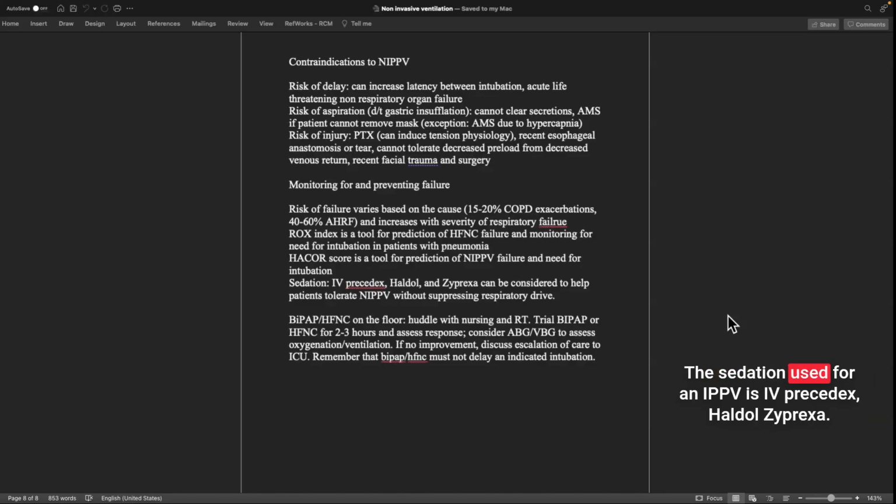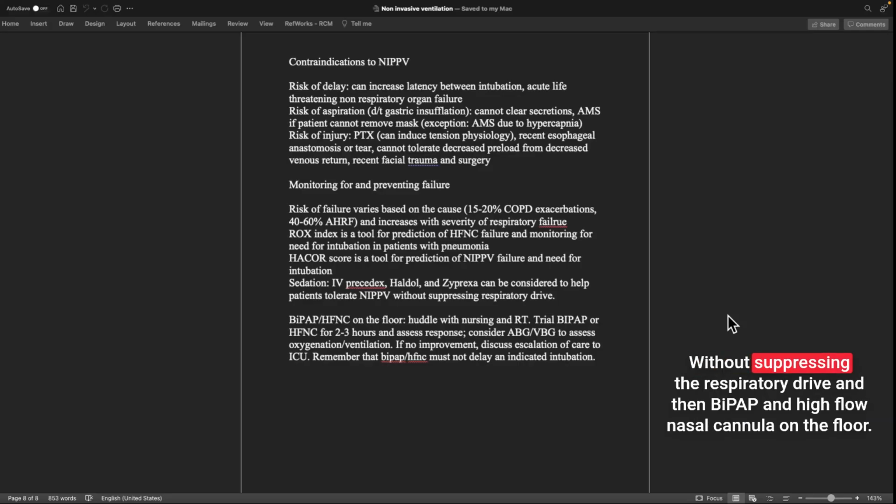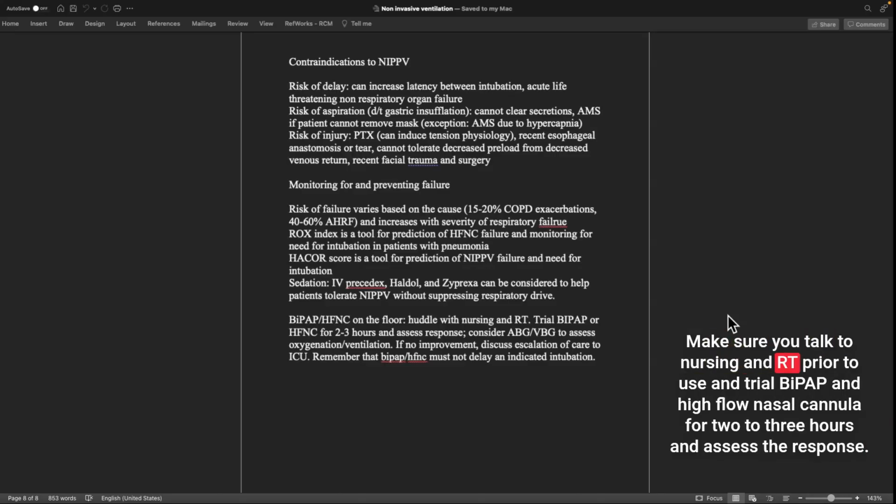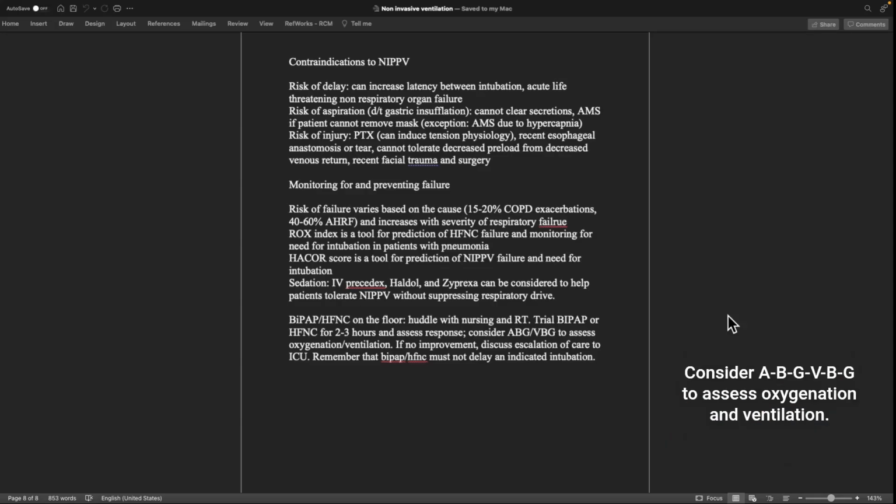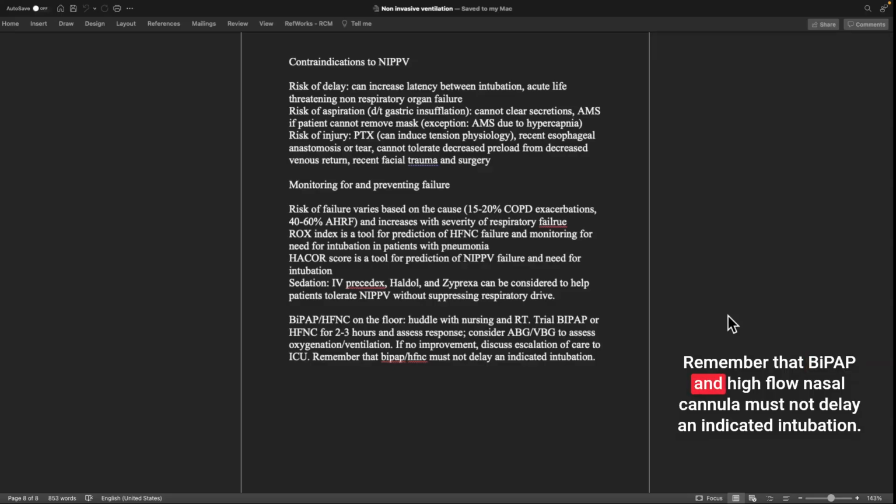The sedation used for NIPPV is IV Precedex, Haldol, Zyprexa without suppressing the respiratory drive. And then BiPAP and high flow nasal cannula on the floor. Make sure you talk to nursing and RT prior to use, and trial BiPAP and high flow nasal cannula for 2 to 3 hours and assess the response. Consider ABG, VBG to assess oxygenation and ventilation. If no improvement, discuss escalation of care to ICU. Remember that BiPAP and high flow nasal cannula must not delay an indicated intubation.